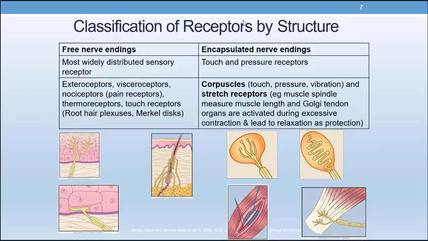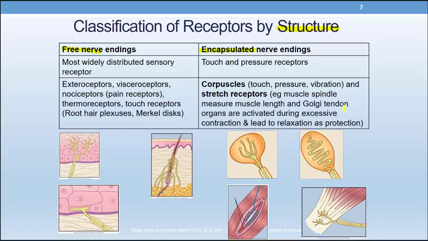We can also classify receptors based on their structure or anatomically, meaning we can actually have a look at what's actually happening at the nerve endings themselves. And you can see on the screen we have free nerve endings as well as encapsulated nerve endings. So these are our different classifications of receptors according to structure. Free nerve endings are the simplest. They're also the most common, and they're the most widely distributed of the sensory receptors.